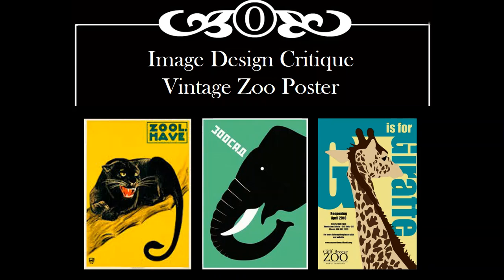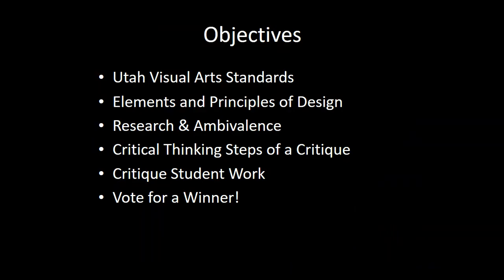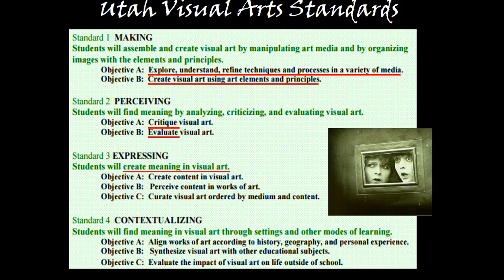All right, so today we are going to be doing the vintage zoo poster critique. And you've seen the objectives, the visual art standards. So which standard is the critique? The critique is standard 2, perceiving. So this is where students will find meaning by analyzing, criticizing, evaluating visual art.